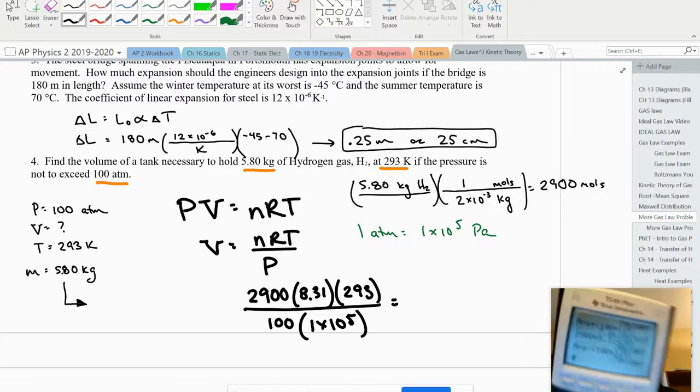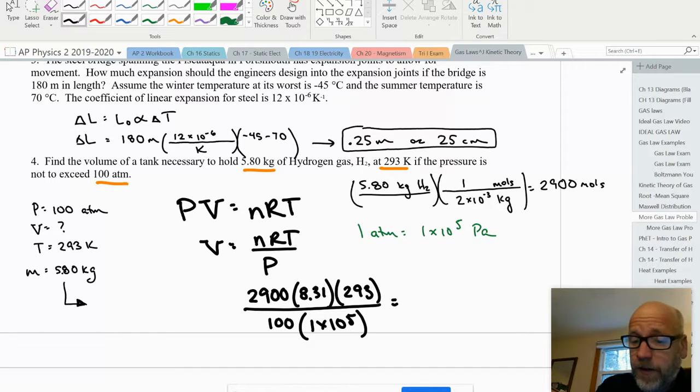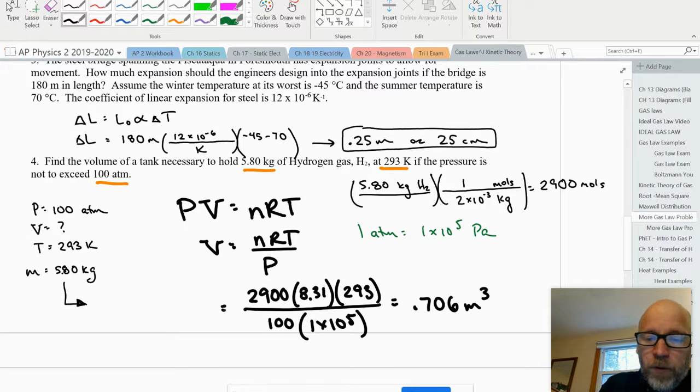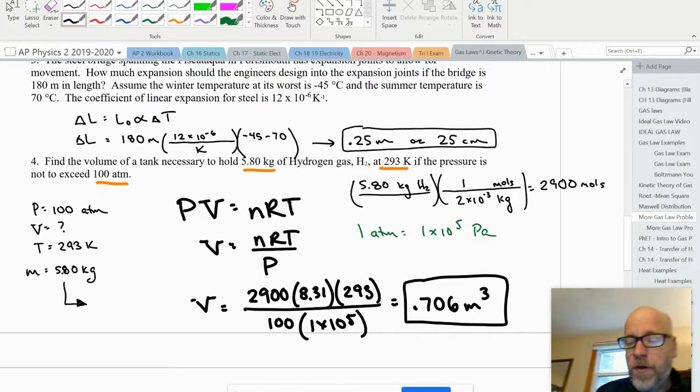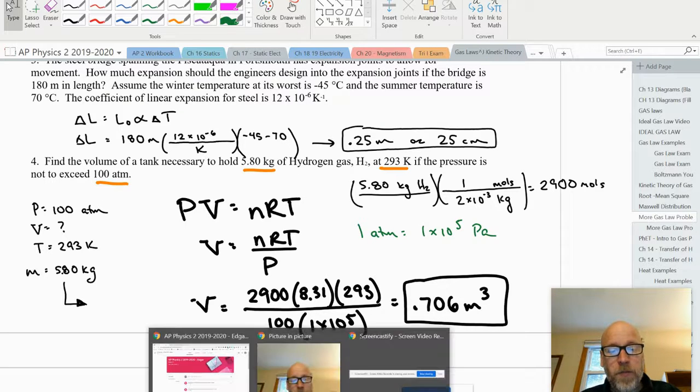I got 0.706. I don't know if that's right, but I'm in the middle of this take, and I'm not stopping. 0.706 meters cubed. I think it's time for me to take a short break, but then come right back.